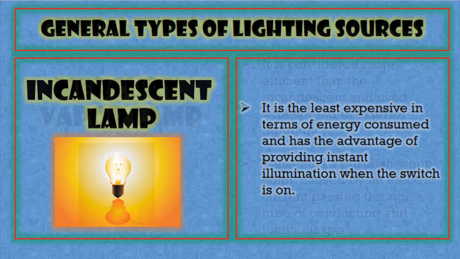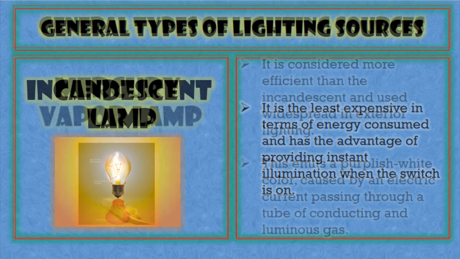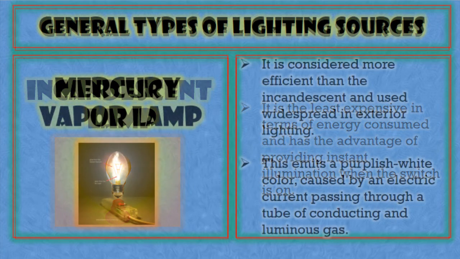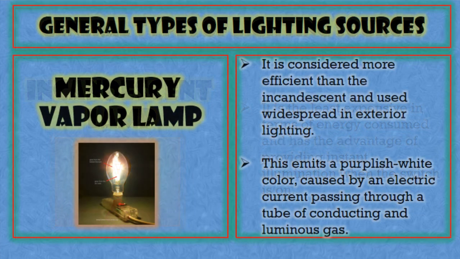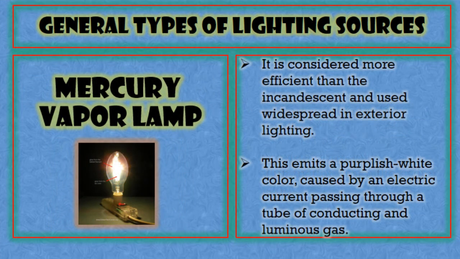Meron naman tayo yung tinatawag na mercury vapor lamp. Okay? So again, mercury vapor lamp na tinatawag natin. Dito naman, it was considered to be more efficient than incandescent lamp. Bakit kaya more efficient? Kasi it can be used also in exterior lighting. Kasi sa incandescent lamp, hindi po yan ideal na gamitin sa outside. Okay? That is only purposely usually for indoors, okay, sa mga rooms, small places. So yan po yung incandescent and mercury vapor lamp.